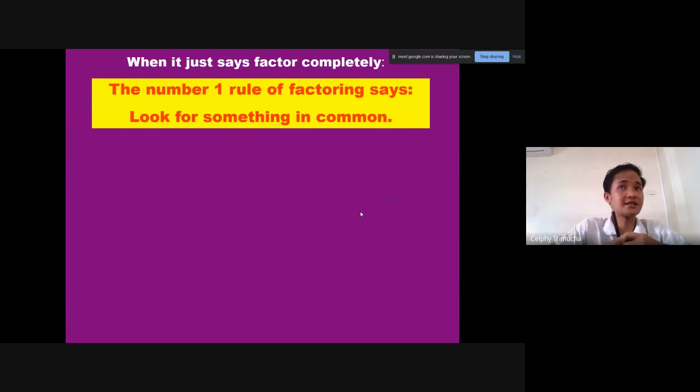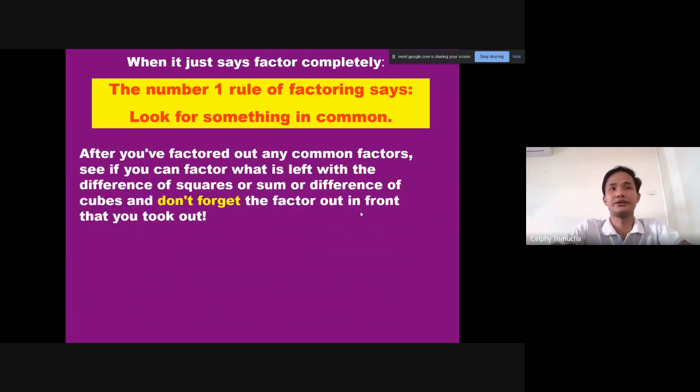So when it just says factor completely, rule number 1 of factoring says, himuon naton is to look, number 1, for the something in common, or ang common sa aton nga functions. So kung may ara common, that will be easier to factor, or pwede na natin siya ma-isolate sa aton nga equation. So after you factor out any common terms, see if you can factor what is left with the difference of squares, or sum, or difference of cubes, and don't forget to factor out in front that you took out. So, apply the concept of difference of squares or sum of difference of cubes kung may ara ka mo makita sa certain nga function.